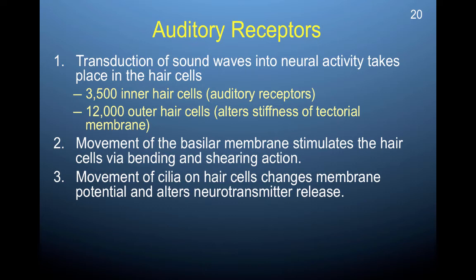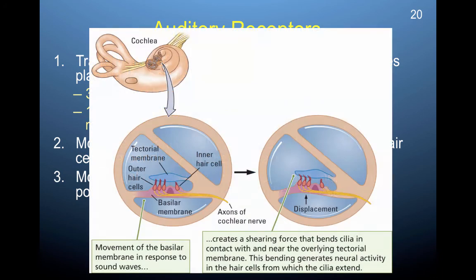So in the end, what you really want to know is that these inner hair cells and outer hair cells work together to convert the sound waves to electrochemical energy that is then sent to the auditory cortex for further processing. So here's an example of how this works.